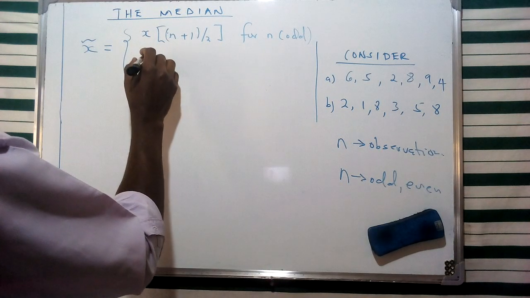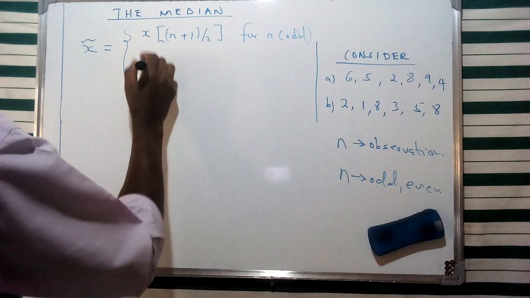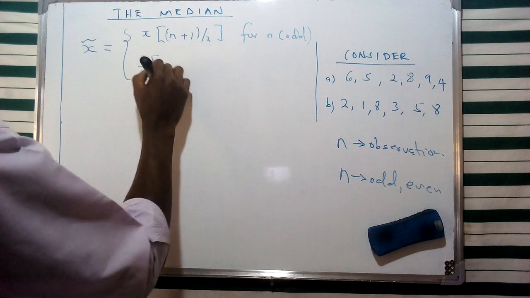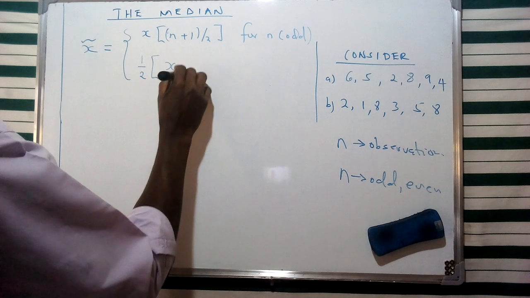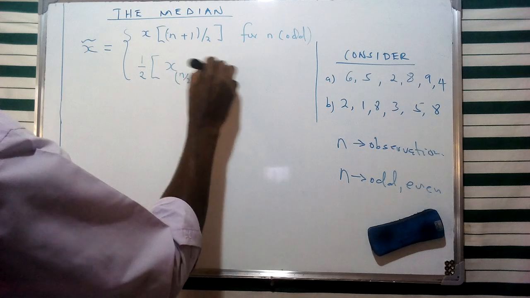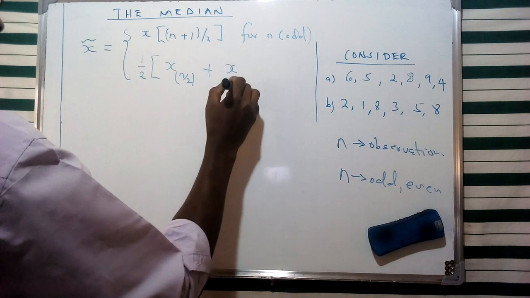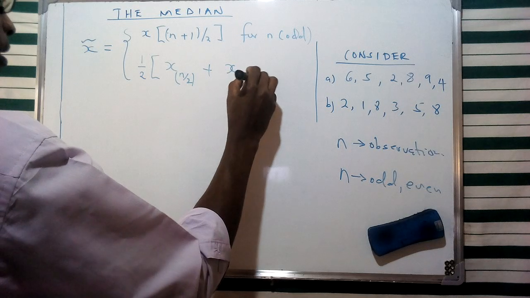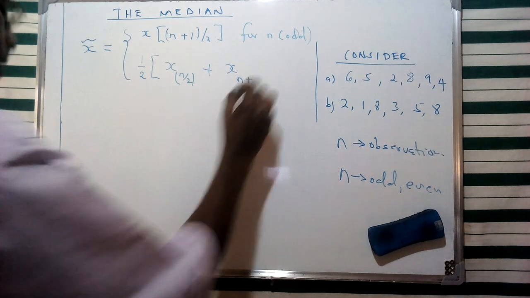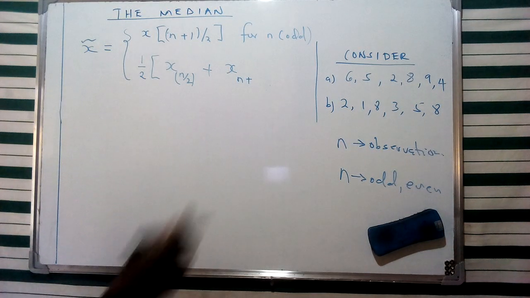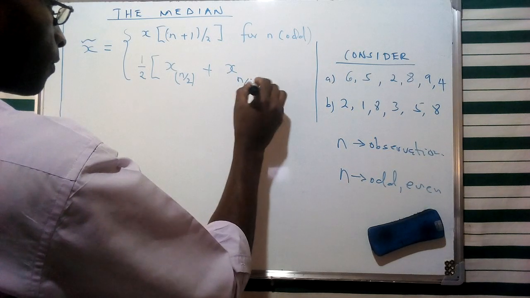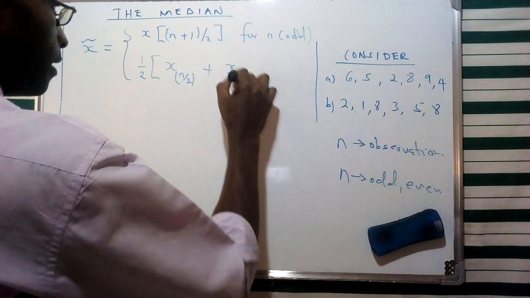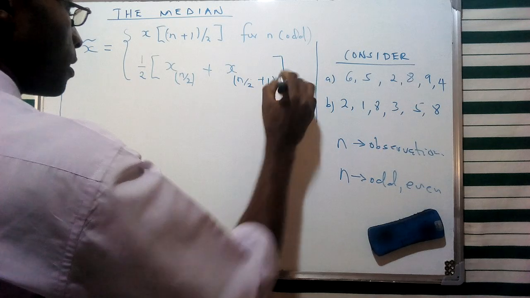So for the case of values which are even, we're going to use the formula of half times x subscript n divided by 2, plus x subscript (n over 2 plus 1), given as such. So we're going to use this specific value.